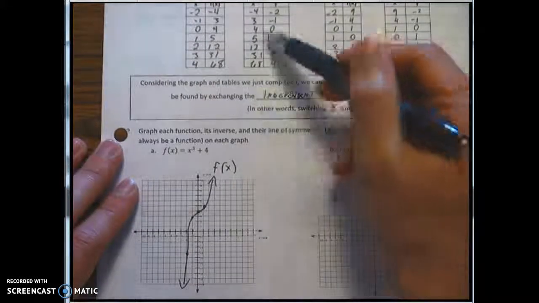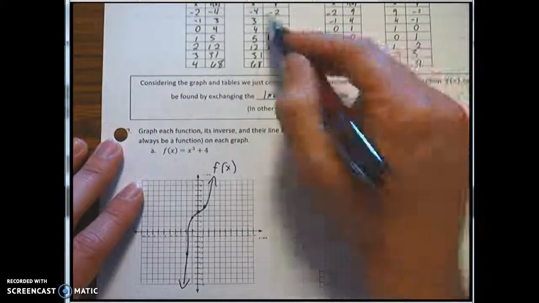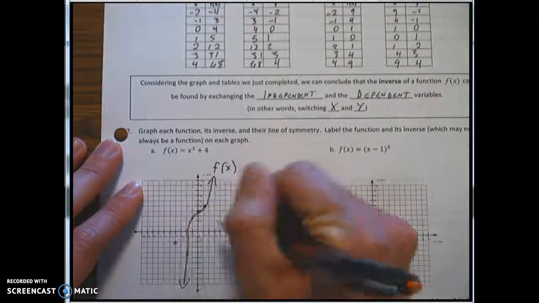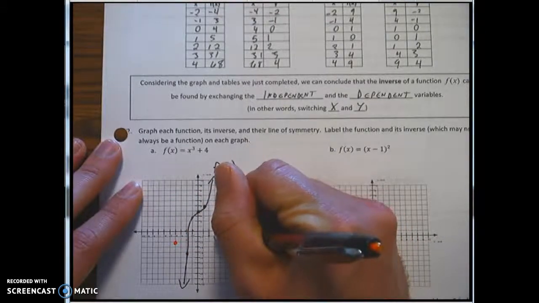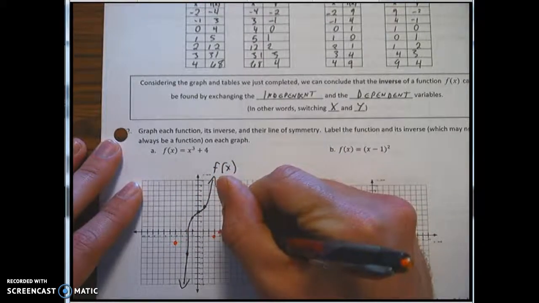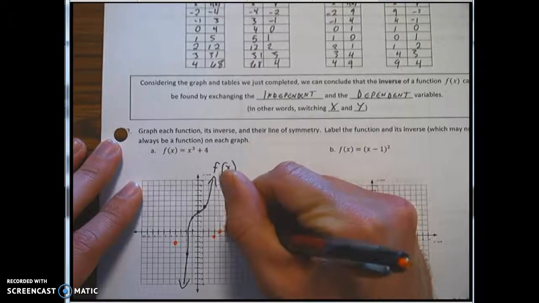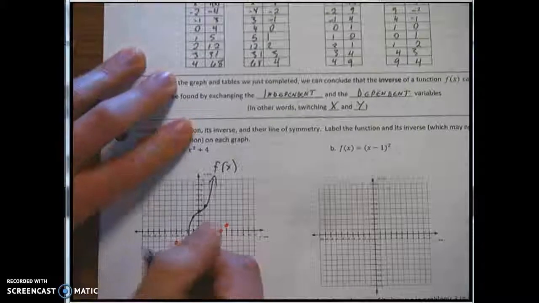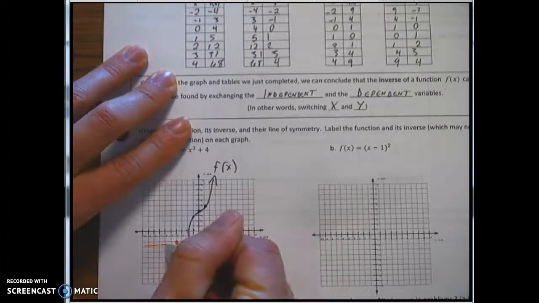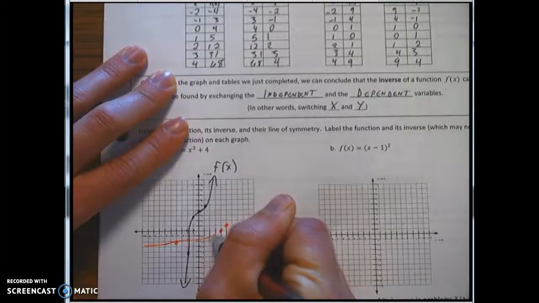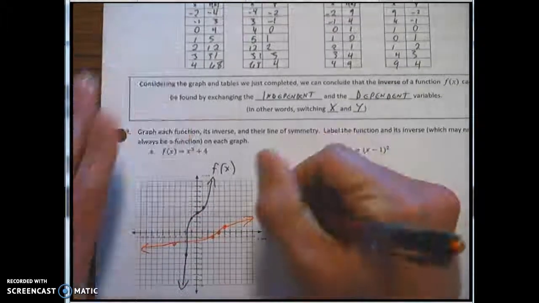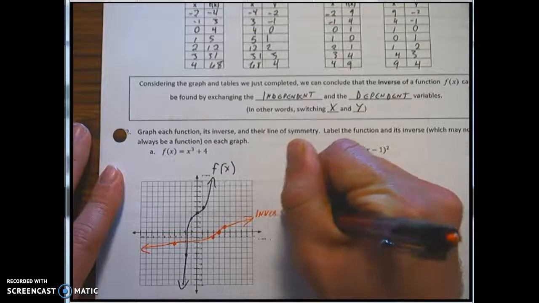Now in a different color, I'm going to use orange, I'm going to graph the inverse here. So I've got -4, -2, 3, -1, 4, 0, 5, 1, and that's all I'm going to get. So I've got this wiggle action going on again, but it's at a different angle. I'm going to label that the inverse.